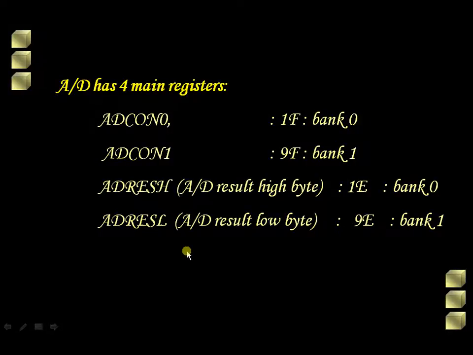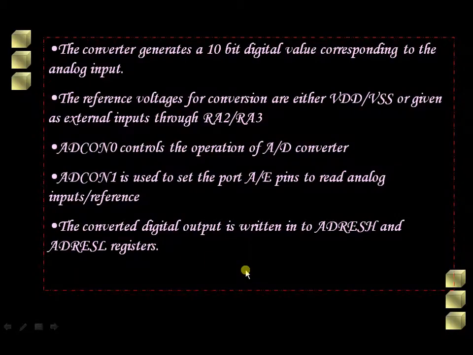Now let us see some of the important points of this A to D converter. As you can see here, the converter generates a 10-bit digital value corresponding to the analog input. The reference voltages, as I told you, can be given in two ways. One is by using VDD and VSS, or else you can also give these reference voltages through the external pins RA2 and RA3.